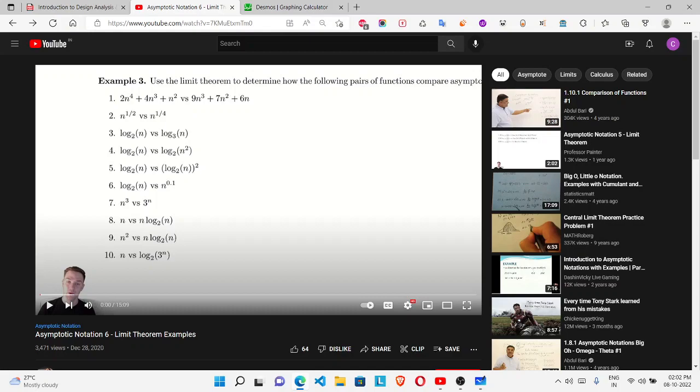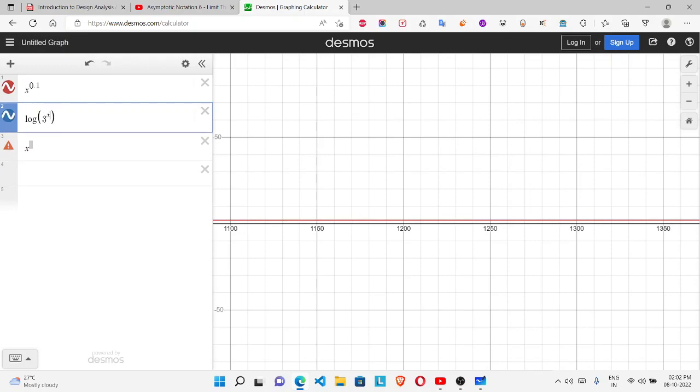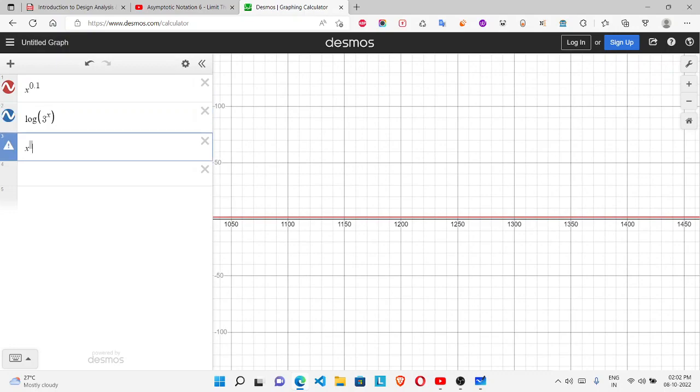Then we have n versus log 3 raised to n base 2. Okay. We have log of exponential. That's a really weird function to say the least. Let me just try to graph it. Log base 2. Can I write base? No, I don't think I can. Alright, 3 raised to x versus what? X, right?